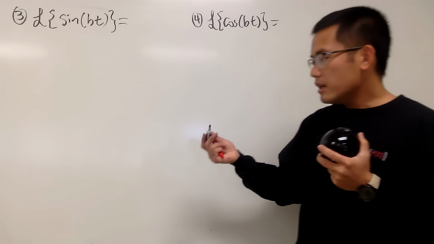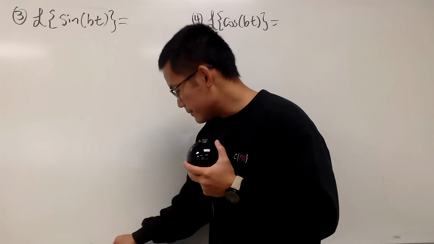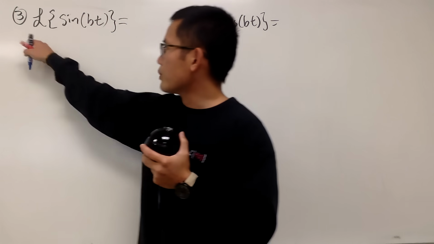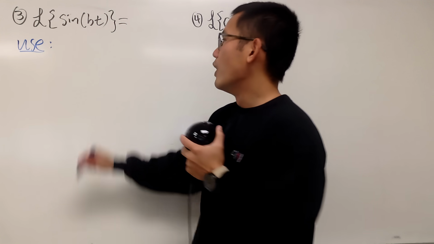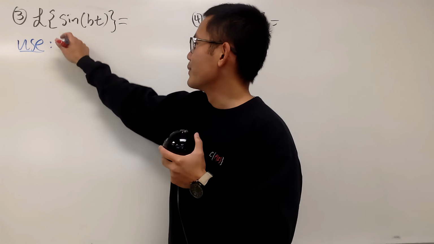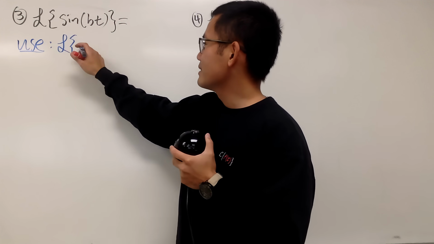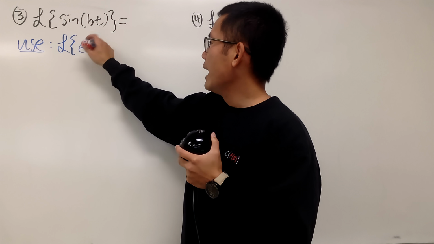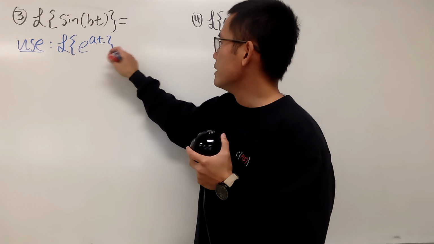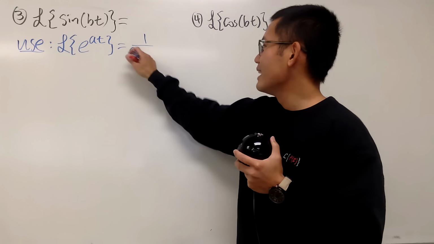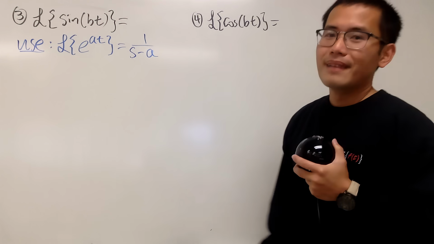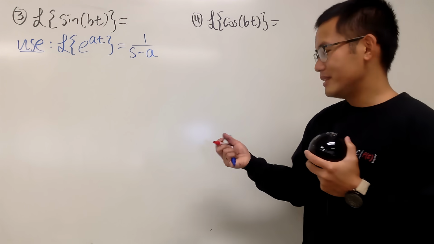But anyway, here is how we are going to do it. Again, I'm going to write this down right here for you guys. We are going to use the fact that we did earlier, the Laplace transform of e to the at is equal to 1 over what? Yes, s minus a. All right, so this is what we are going to do.